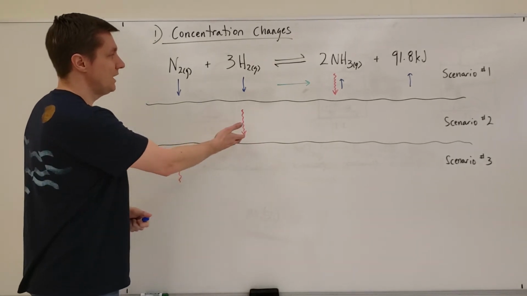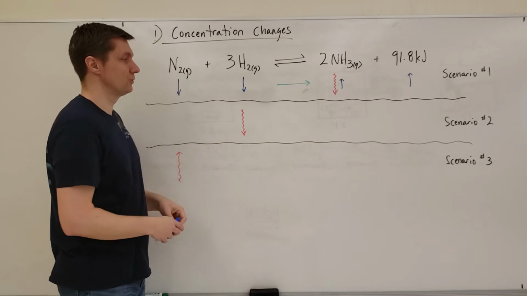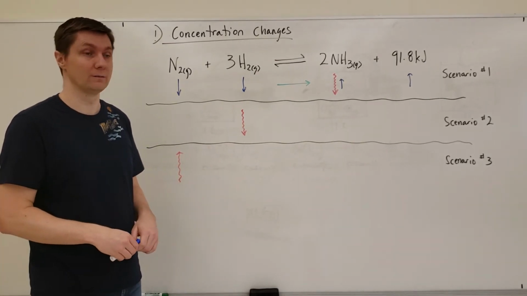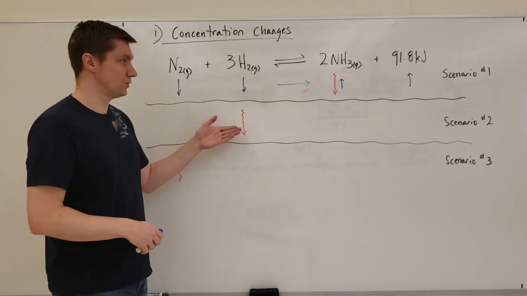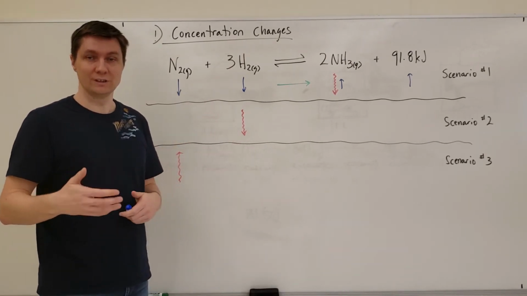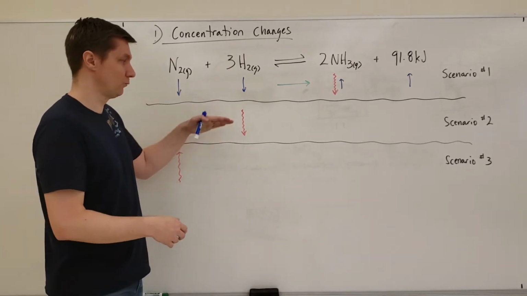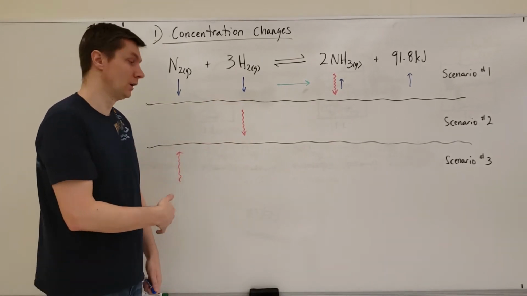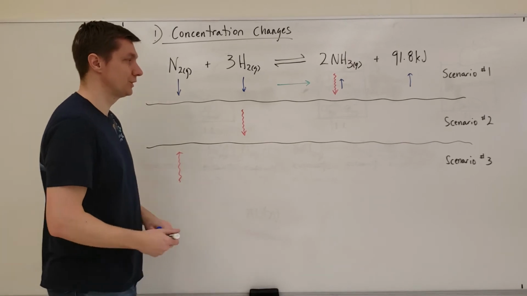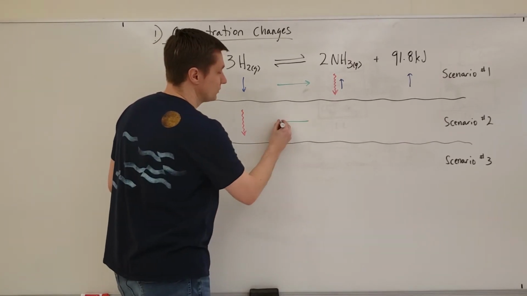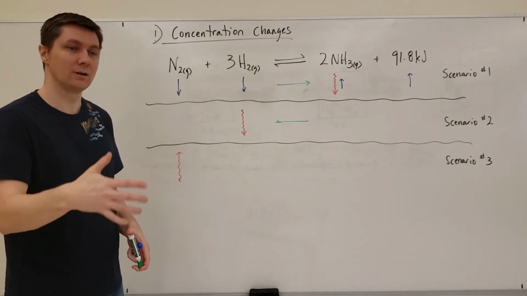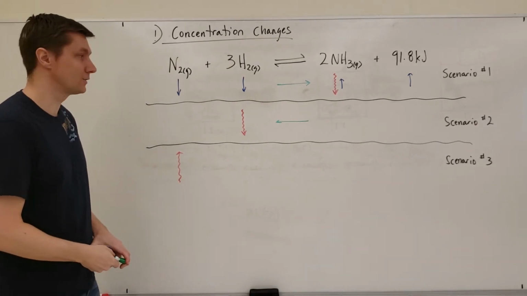So let's say that we take out, here in scenario 2, the stress is we take out some hydrogen. So this is a reactant that we're removing. So what this reaction wants to do is relieve the stress that was placed on it. So if we've taken out hydrogen, this reaction is going to want to make more hydrogen, which means for this reaction, it's going to shift towards the reactants. It's going to run the reverse reaction a lot faster than the forward reaction.